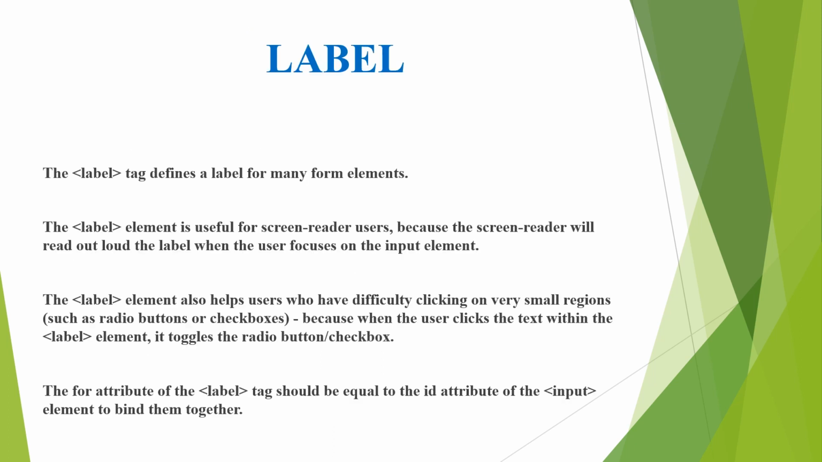And the next form element is label. The label tag defines a label for many form elements. The label element is useful for screen reader users, because the screen reader will read out loud the label when the user focuses on the input element. The label element also helps users who have difficulty clicking on very small regions, because when the user clicks the text within the label element, it toggles the radio button or checkbox. The for attribute of the label tag should be equal to the ID attribute of the input element to bind them together.